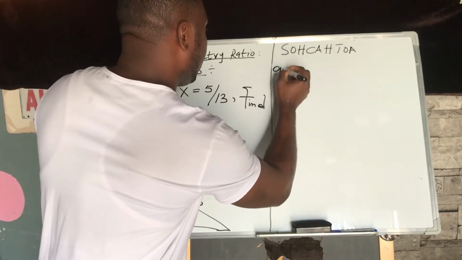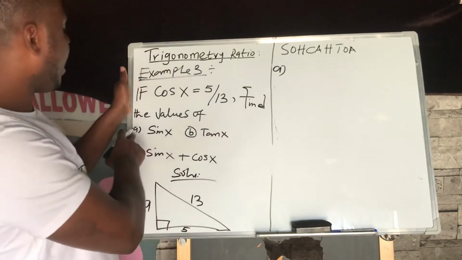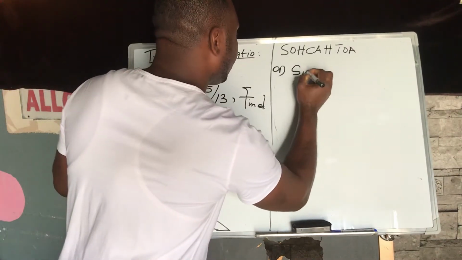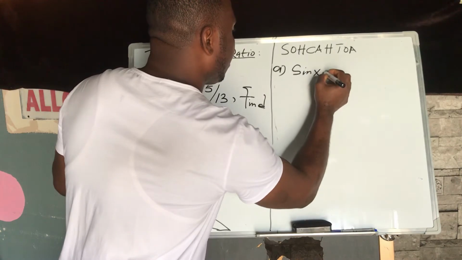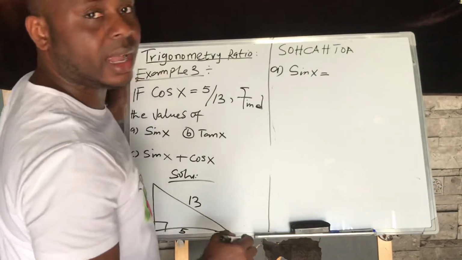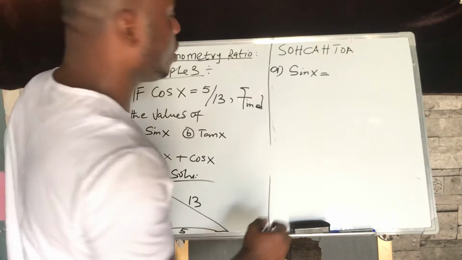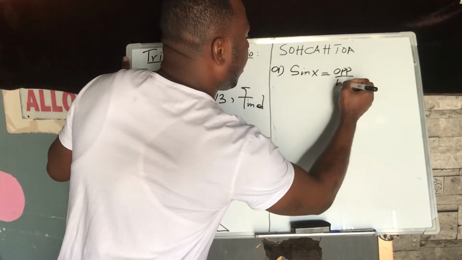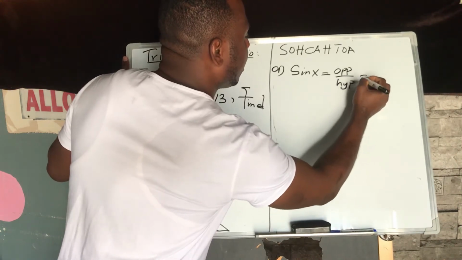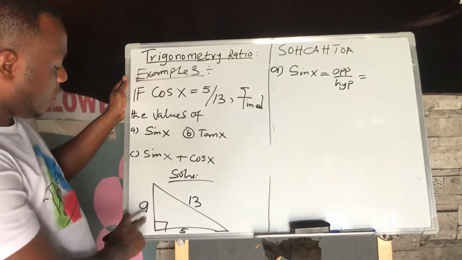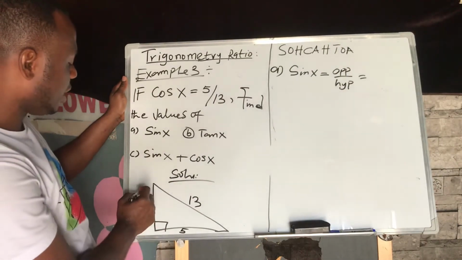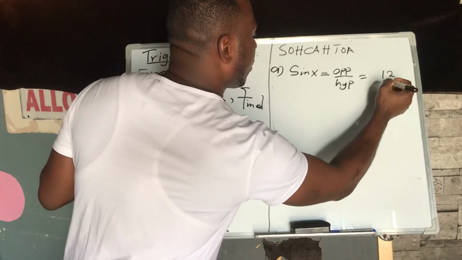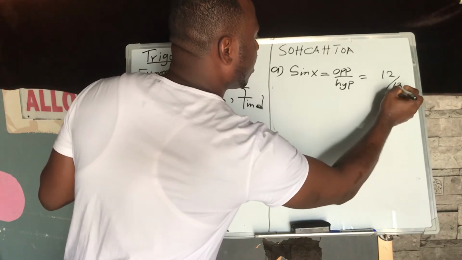A. Find sin x. Sin x is equal to, what is sin theta? Sin theta is opposite over hypotenuse. From the triangle, opposite over hypotenuse, which is here 12. Remember, 12 over what? 13.